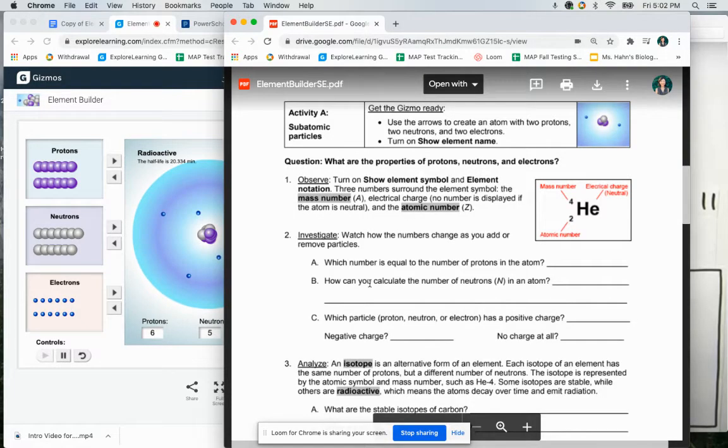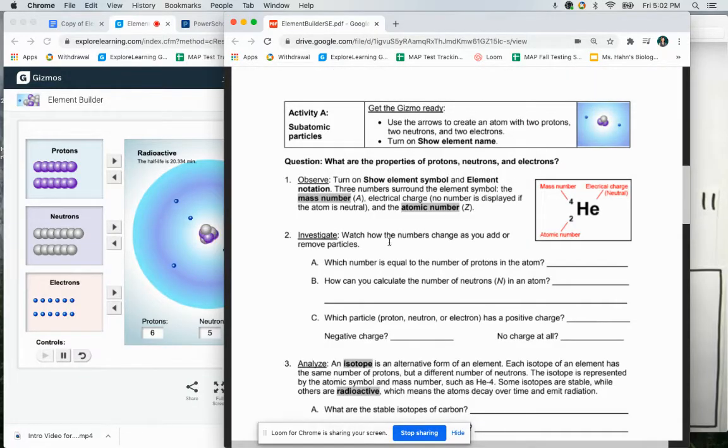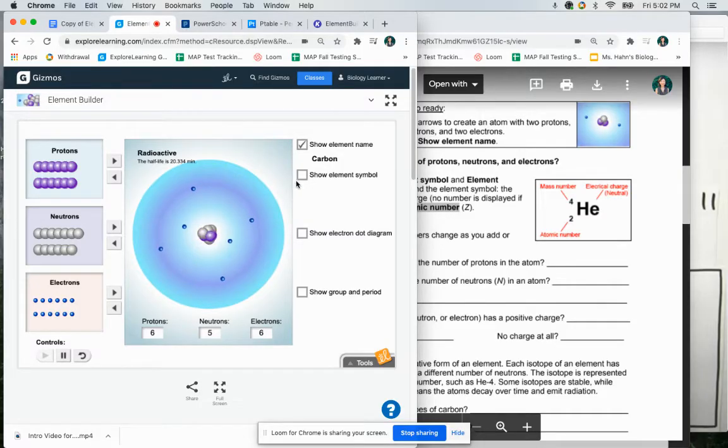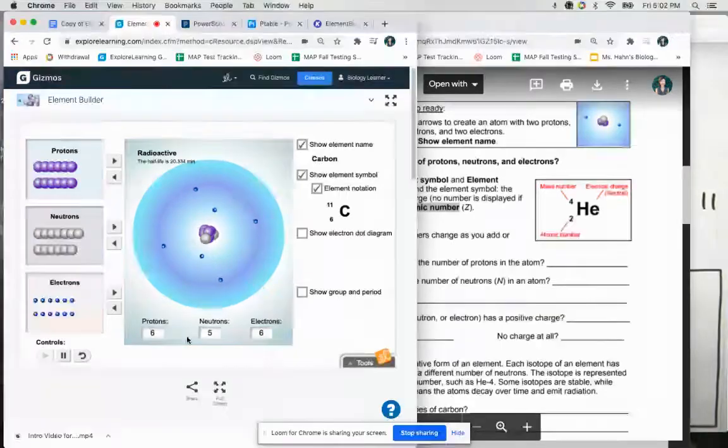So you're going to go ahead and change things and see how that affects the element notation. So right here, what do you think this 11 means and what do you think this 6 means? Well, we've got 6 protons and 6 electrons, so maybe that's what the 6 means. And then I can start changing it.